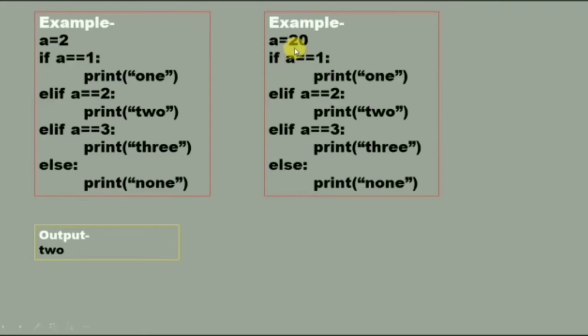Another situation, A is equal to 20. Now first condition is false, then second condition is false, then third condition is false. So none of the conditions are true. Therefore, we will move on to the else statement and none will be displayed.